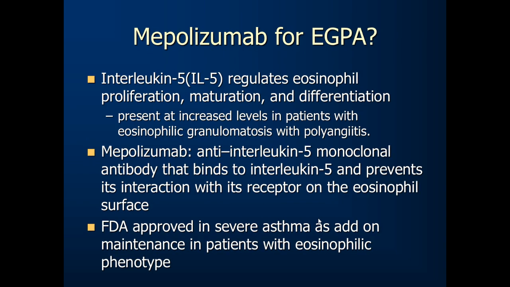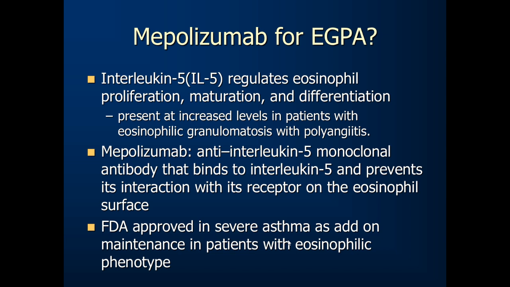So what's come out in the last year, and this is not FDA approved yet specific to vasculitis, is can mepolizumab be used for EGPA? It's an antibody to interleukin 5. Interleukin 5 regulates eosinophil proliferation, maturation, and differentiation. And the data in severe asthma with eosinophilia is that it can improve exacerbations and need for steroids. So it's been also looked at now in vasculitis.